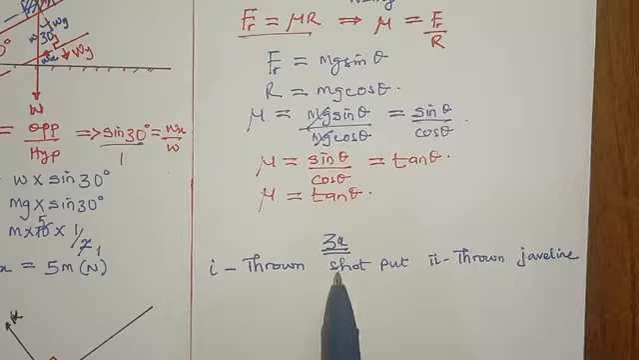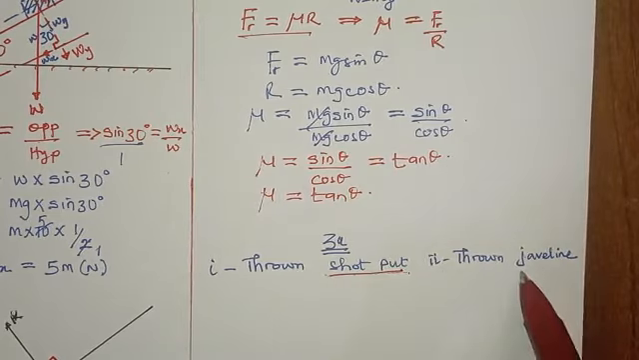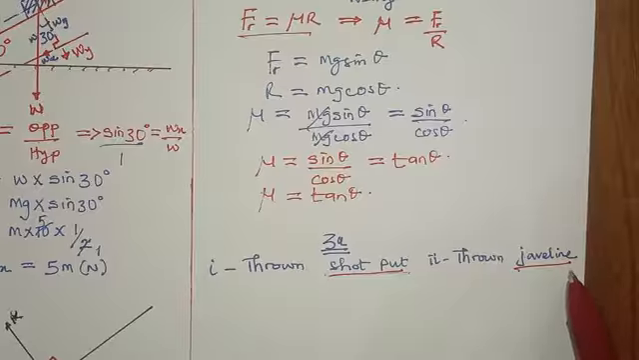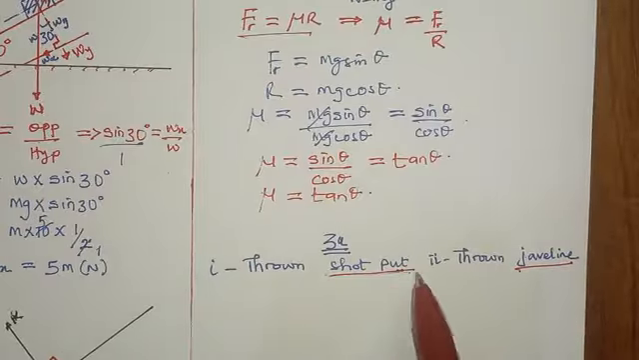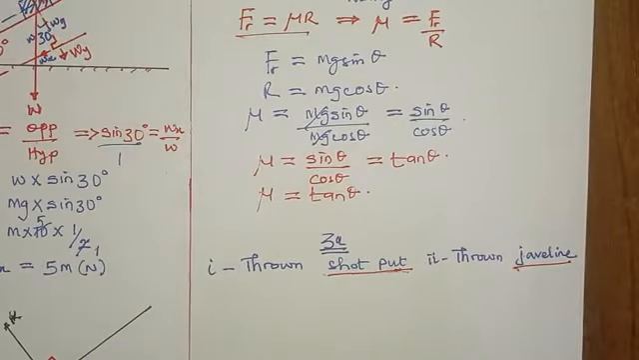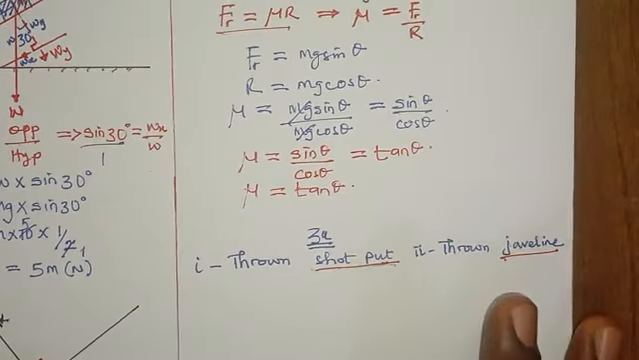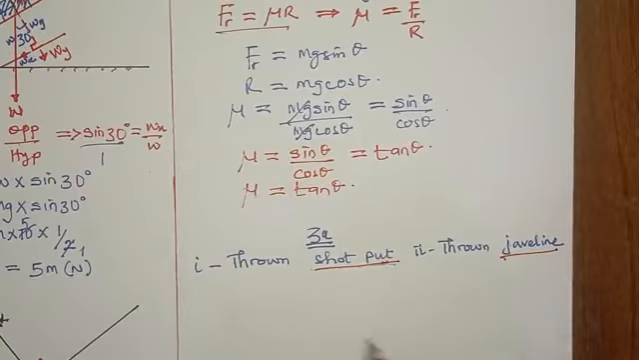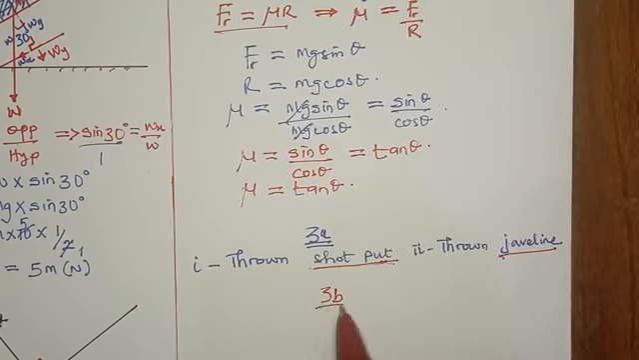Mind you, if you just say shot put, the examiner might mark you wrong. If you just say shot put or just write javelin, this is not a correct way of answering the question. Thrown javelin actually performs projectile motion, and thrown shot put performs projectile motion. Those are the examples of projectile in sport. But if you just mention shot put or javelin, you might get it wrong. Please take note. Sometimes you know the answer, but the way you answer it might put you in trouble. Is that clear?